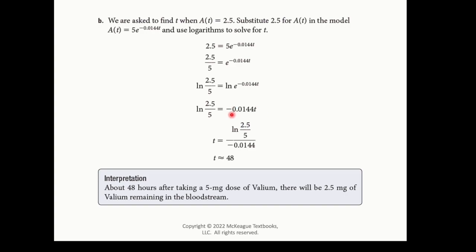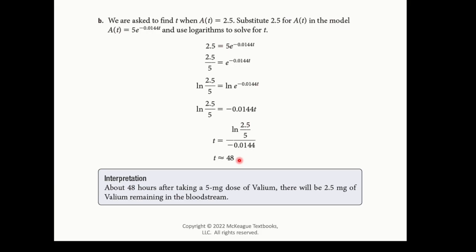Now all I have to do is solve for t by dividing both sides by this coefficient. So I'm going to divide both sides by negative 0.0144. And when we do that, we're going to get an approximate time of 48 hours.